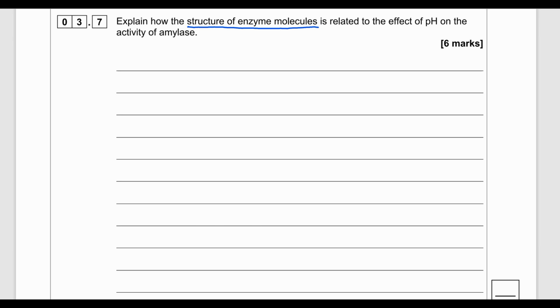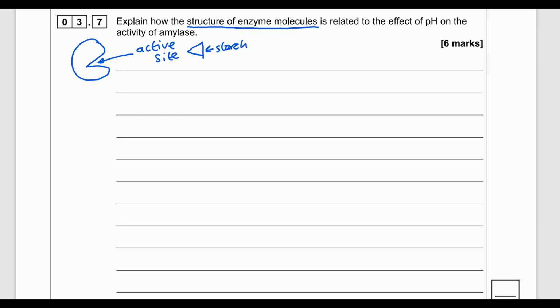So let's remind ourselves of the basics of enzymes by just drawing a typical diagram of an enzyme. So what's special about this enzyme? It has a special part of it which is called an active site. And the purpose of the active site is to fit and bind to a substrate.